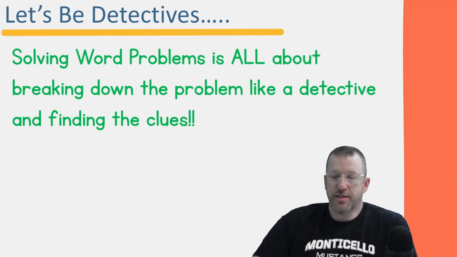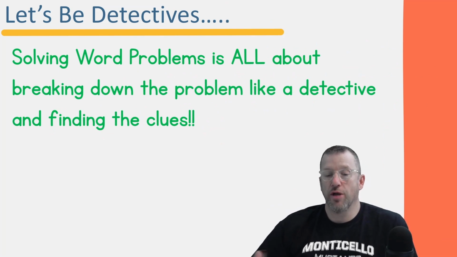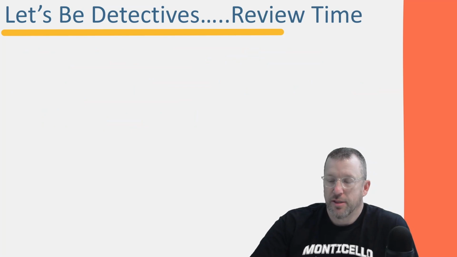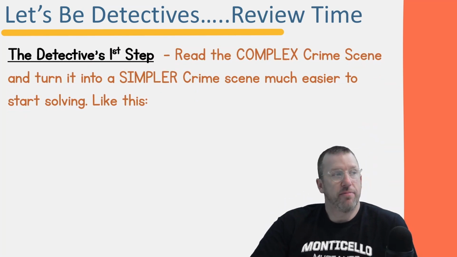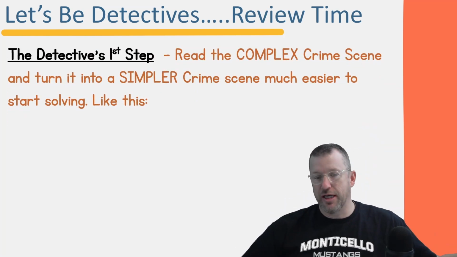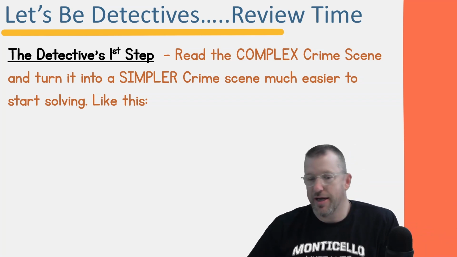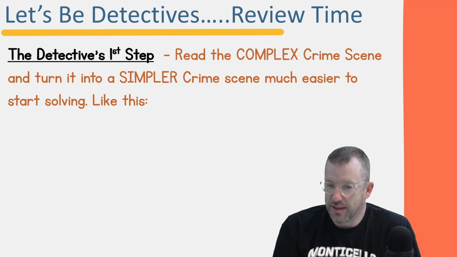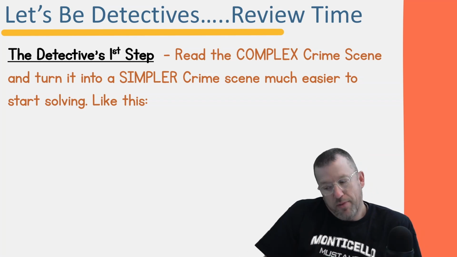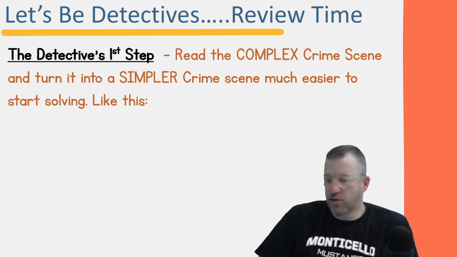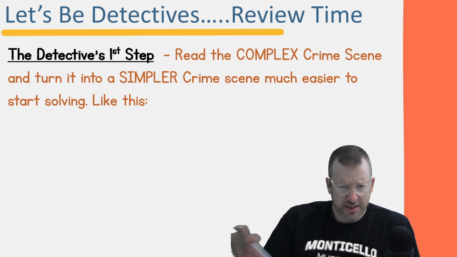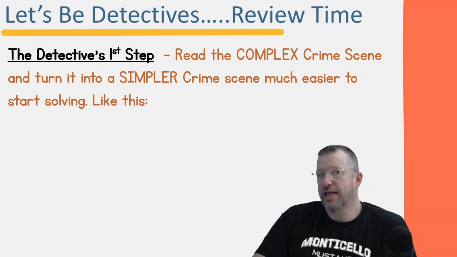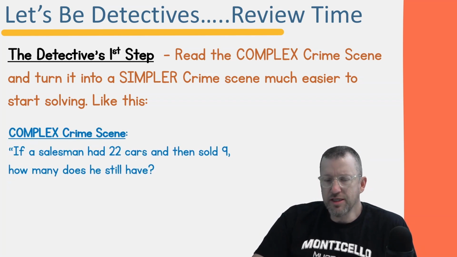Okay, let's be detectives, all right? So solving word problems is all about breaking down the problem like a detective and finding the clues. The first step in being a detective is you got to go to the crime scene, check it out, and make it less complex. Just make it simpler. For word problems, we got all these numbers and crazy words, and sometimes it's 2 or 3 or 4 steps. Let's make it simpler by taking the numbers out of it.